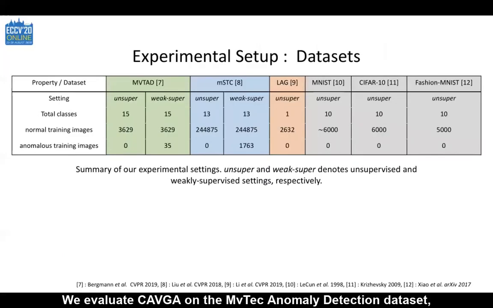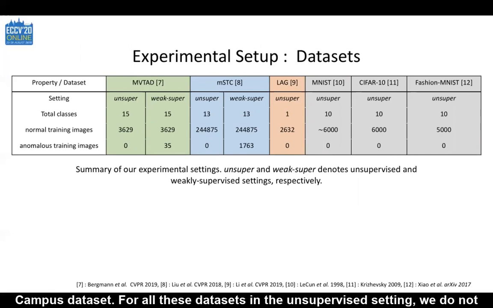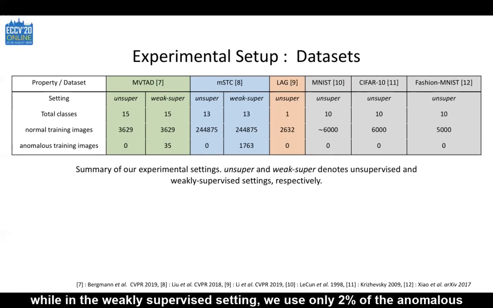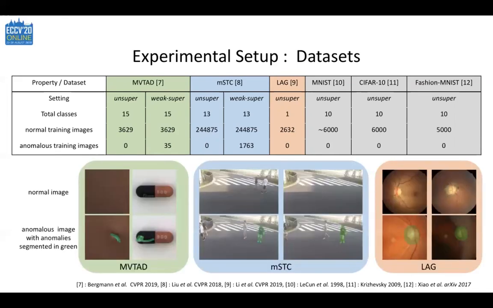We evaluate CAVGA on the MVTec Anomaly Detection dataset, ShanghaiTech Campus dataset, LAG dataset, MNIST, CIFAR10, and Fashion-MNIST dataset. Since the ShanghaiTech Campus dataset consists of videos and we address image-based anomaly localization, we take every fifth frame of the video to create a modified ShanghaiTech Campus dataset. For all these datasets in the unsupervised setting, we do not use any anomalous images during training, while in the weakly supervised setting, we use only 2% of the anomalous training images. Examples of images from these datasets are shown here.